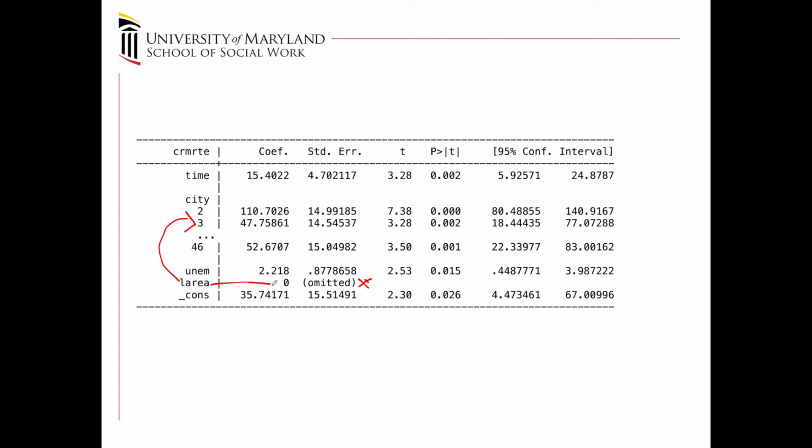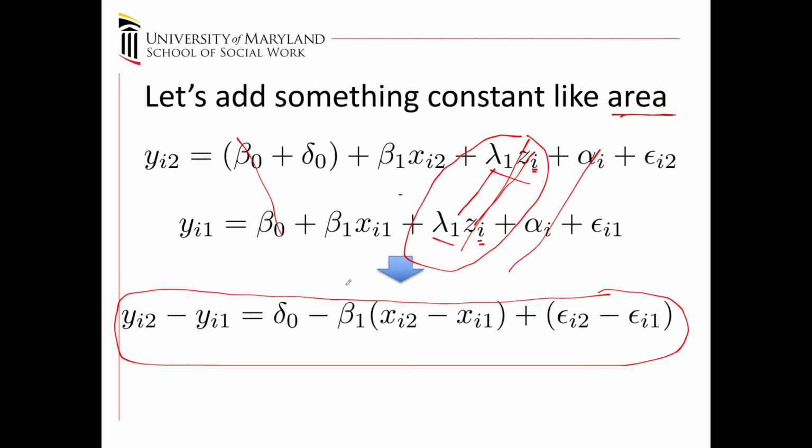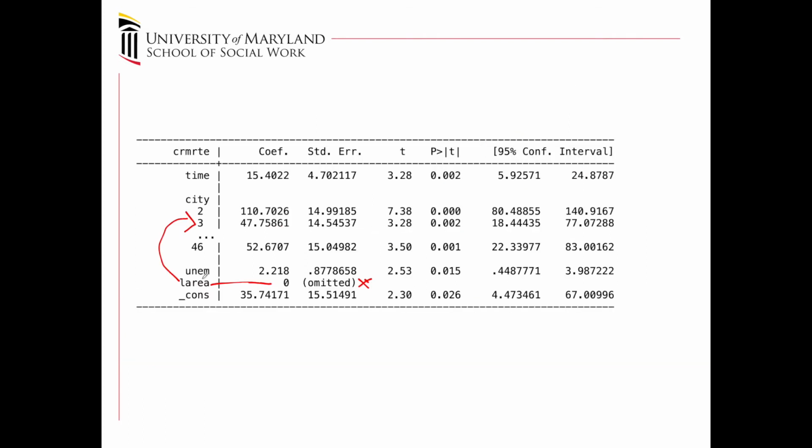And so you can't do that. These are the same thing. You can't put that in there, so it just omits it. It physically won't do it. And you can see here why, because this cancels out. So what we are doing here is taking out the between effect by modeling this. Anything that is a between effect, and area, because it doesn't change, is a between effect, goes away. We cannot model that.